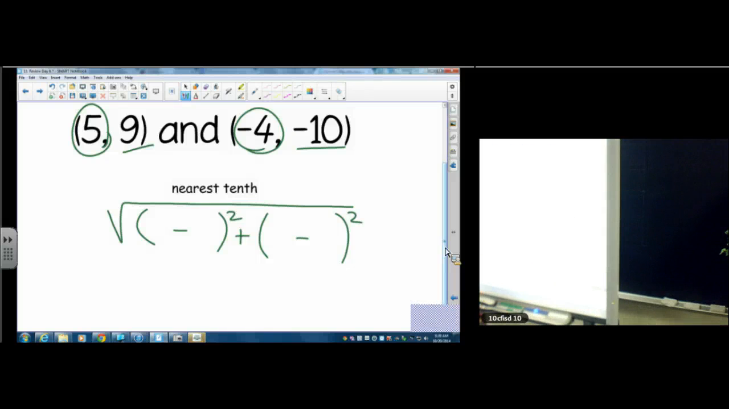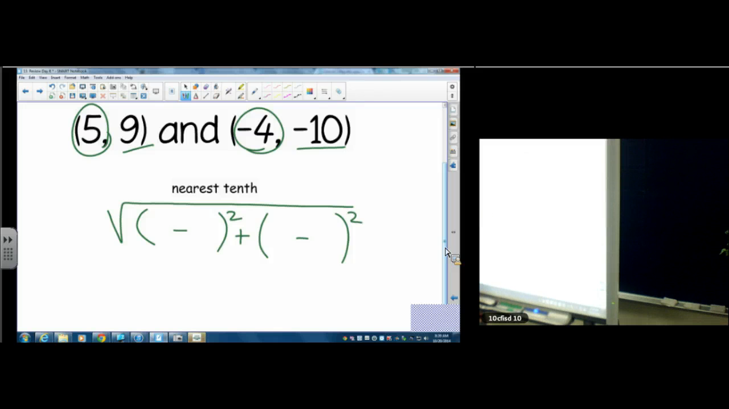So then you take your underlines, and it doesn't matter which one you put first. Let's say I'm going to put this one first both times. You take your underlines and you simply place them in the blanks. And then you take your circles and you simply place them in the blanks. If you're going to start with this coordinate first, you have to start with it first both times.